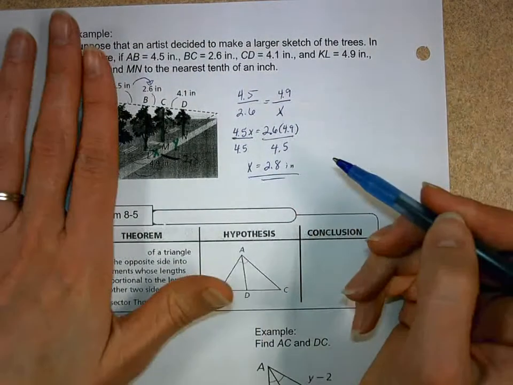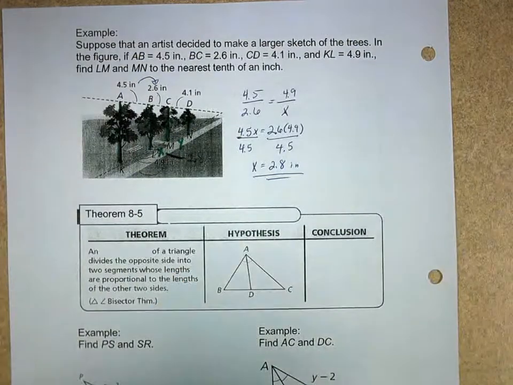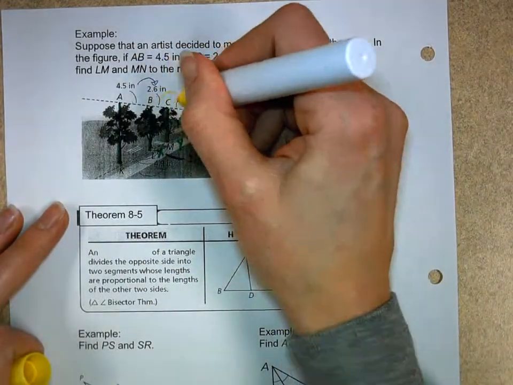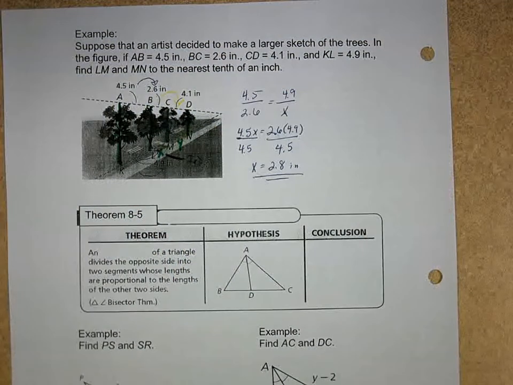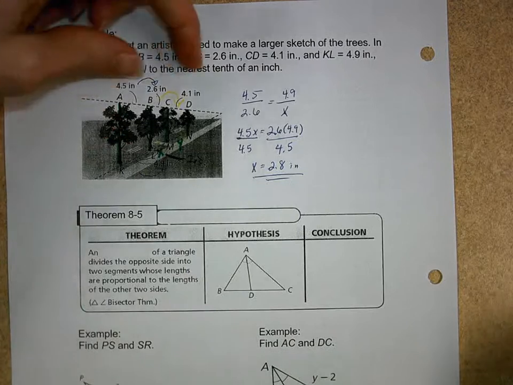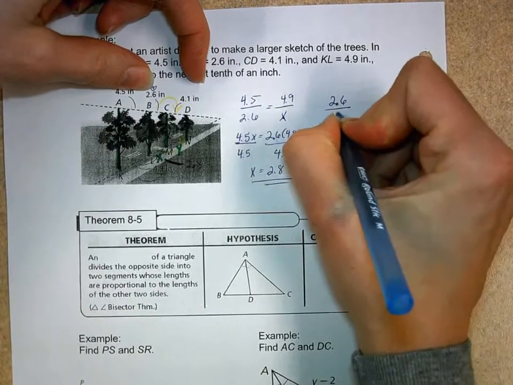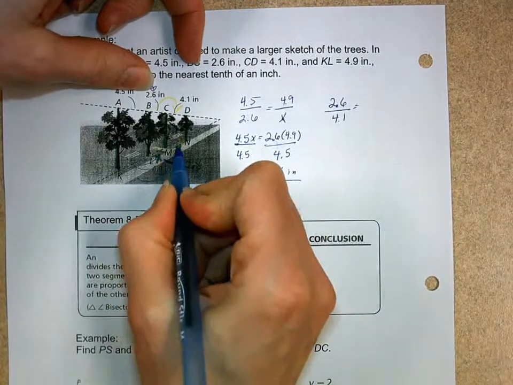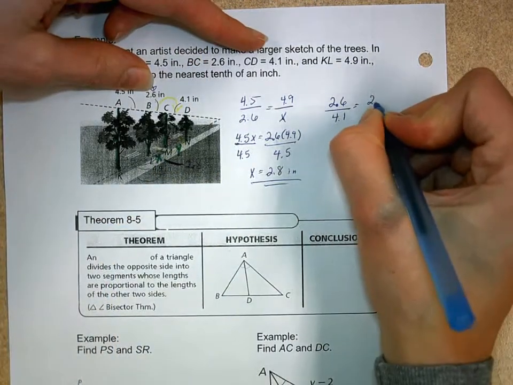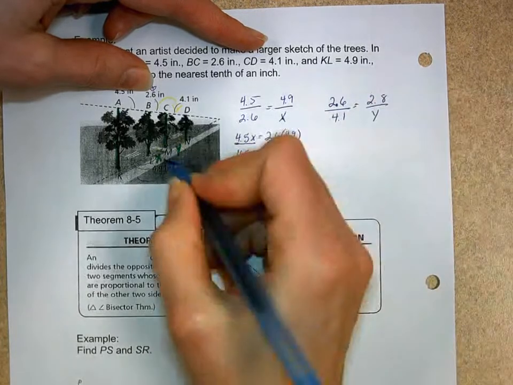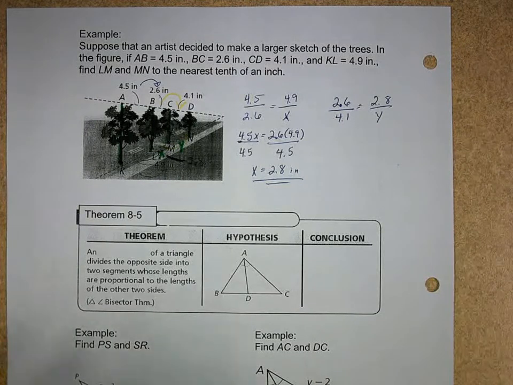Now that will help me draw that, so that helps a little bit. But now that will help me solve for Y. And I'm going to do the same type of idea here as I did the last one. BC's here, and I'm going to move, going the same way. So let's do the same thing. I'm going to go left to right. So top is to bottom. I'm going to go 2.6 is to 4.1 as, going the same direction here, left to right, as 2.8, which we found, is to Y, which is MN. So I just called it Y just to make it a little bit easier on ourselves.